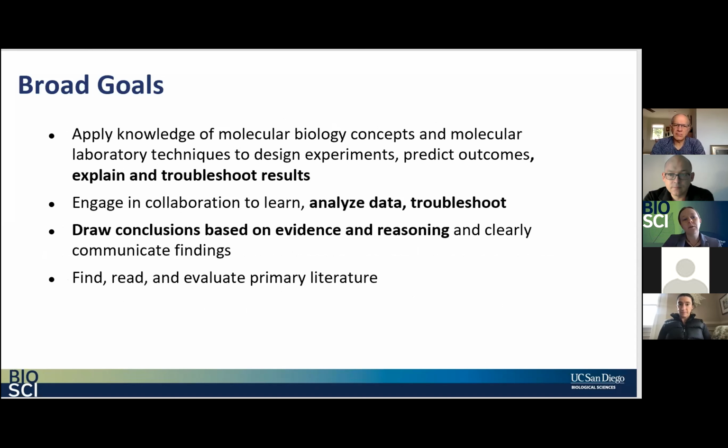So broadly, the goals for this course are to apply their knowledge of particular concepts and techniques to design experiments, predict outcomes, and we really want them to focus on explaining and troubleshooting results. And to do that in a collaborative way, working together to analyze data and do that troubleshooting, and then taking it all and synthesizing it to draw conclusions and be able to support their conclusions with evidence and reasoning.